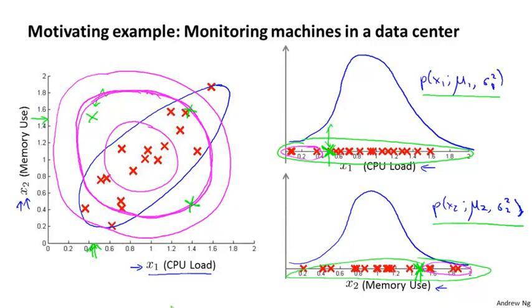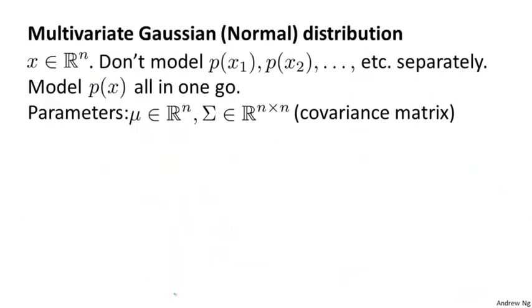So in order to fix this, we're going to develop a modified version of the anomaly detection algorithm using something called the multivariate Gaussian distribution, also called the multivariate normal distribution. So here's what we're going to do. We have features x which are in R^n, and instead of modeling p of x1, p of x2 separately, we're going to model p of x all in one go, all at the same time.